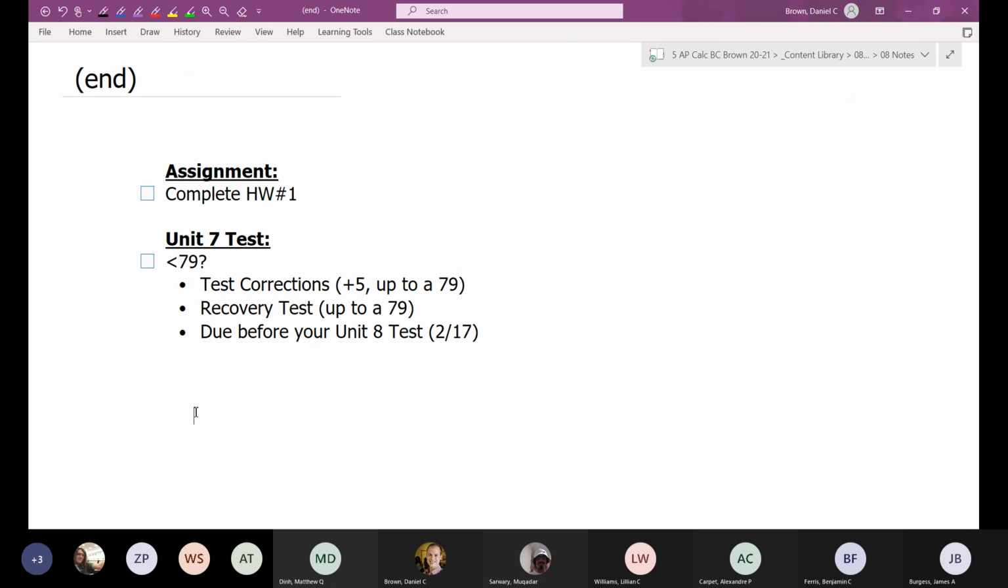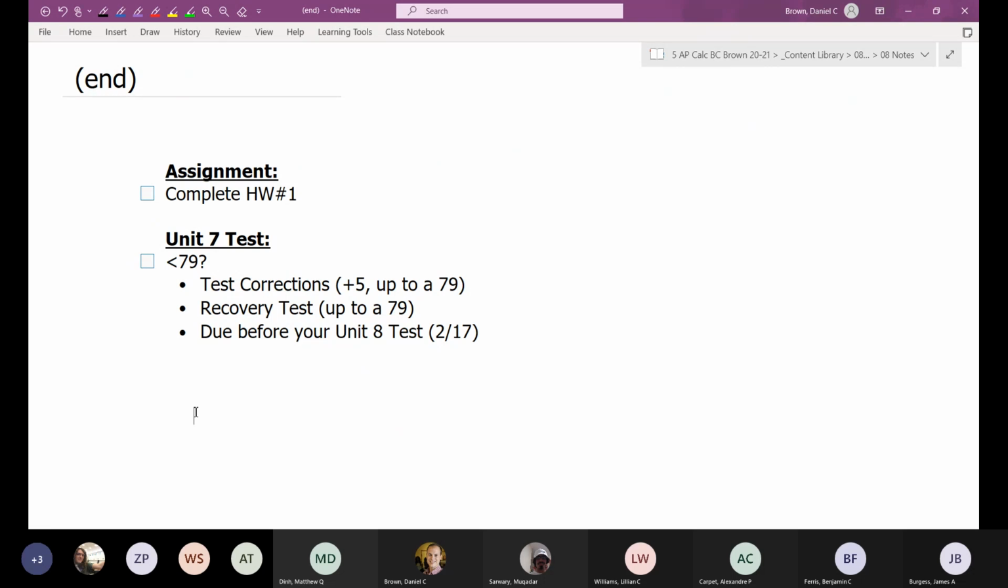The other thing, if you were virtual, then of course you could probably already see your test because I did go ahead and leave it in your OneNote after I graded it. If you're here in person, then I'm about to give you your test back. Recovery, again, is slightly different from first semester. The cutoff is now 79 instead of 89. The corrections will add 5 points, again capping it at 79. If you need any more points than that, you will need to do the recovery test.